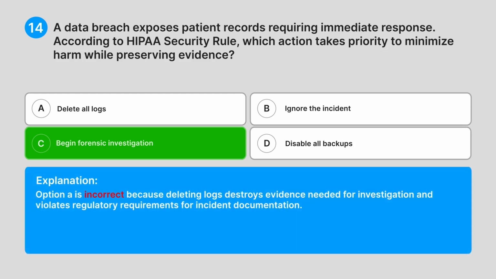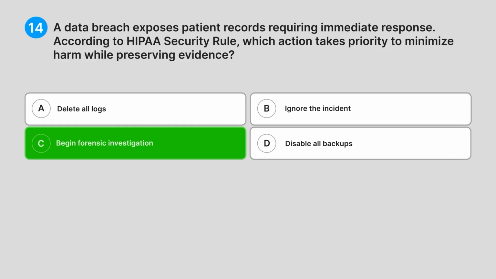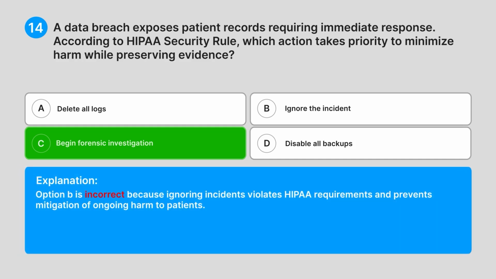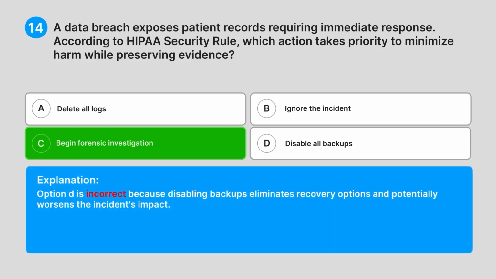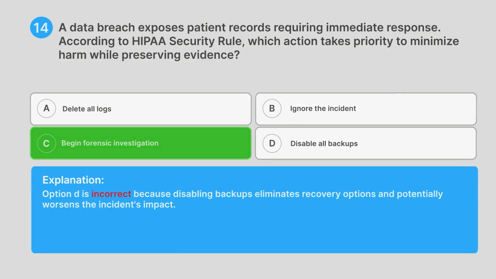Option A is incorrect because deleting logs destroys evidence needed for investigation and violates regulatory requirements for the incident documentation. Option B is incorrect because ignoring incidents violates HIPAA requirements and prevents mitigation of ongoing harm to patients. Option D is incorrect because disabling backups eliminates recovery options and potentially worsens the incident's impact.